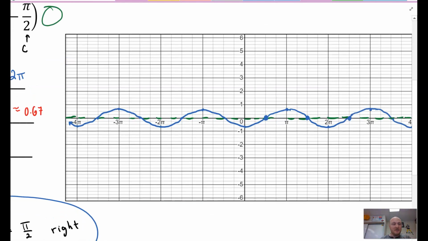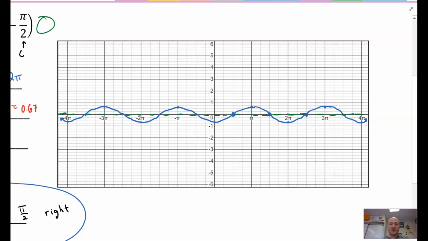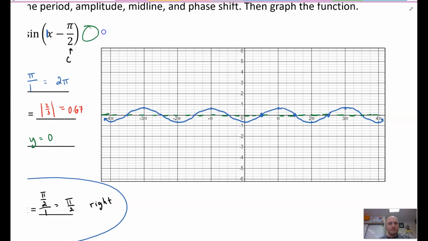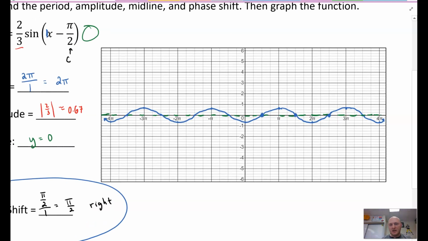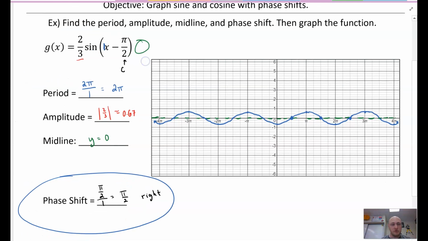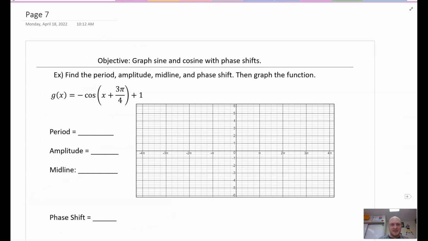So that's the phase shift. The only thing that changes is I'm just starting, going right pi halves units, and then I just repeat again. So it's exactly the same, just with the horizontal translation. Let's look at a second example.